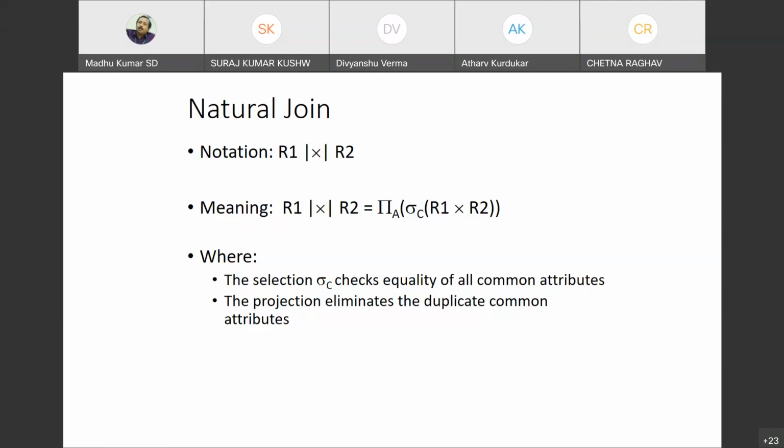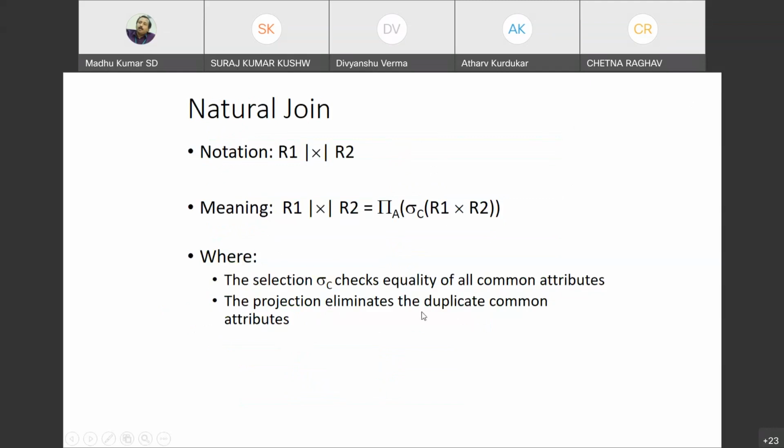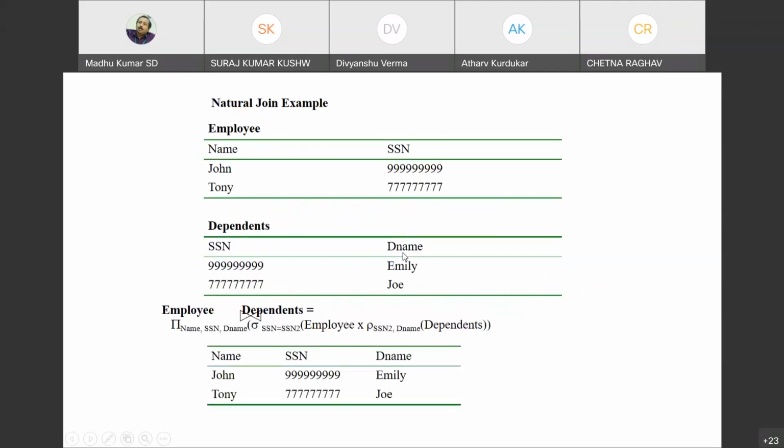All right. So here, selection C checks equality of all common attributes. And the projection eliminates the duplicate common attribute columns. So when you are projecting, you will not be having duplicate columns in the table. So look at this particular example and convince yourself regarding the resulting table. The tables shown here are correct. Just look at the example displayed on the screen.